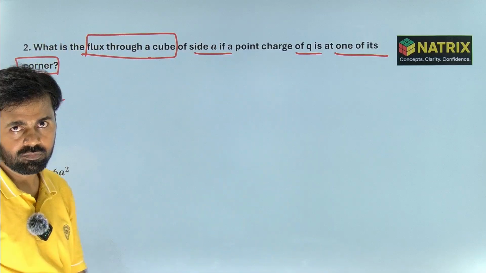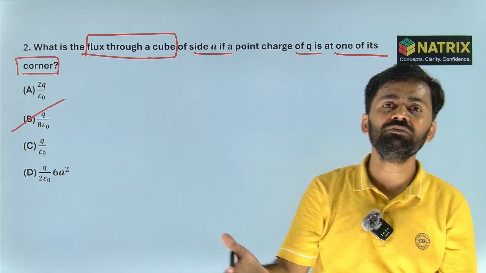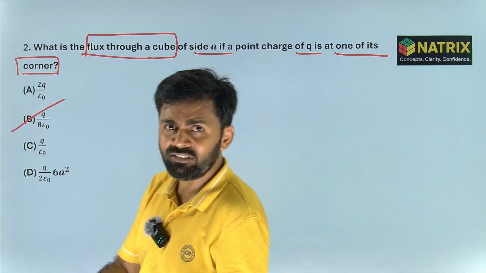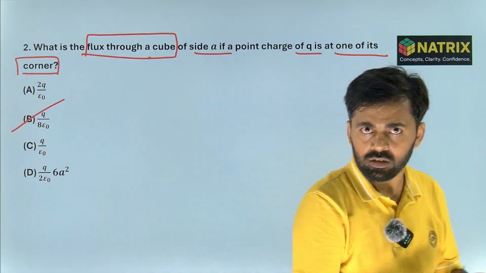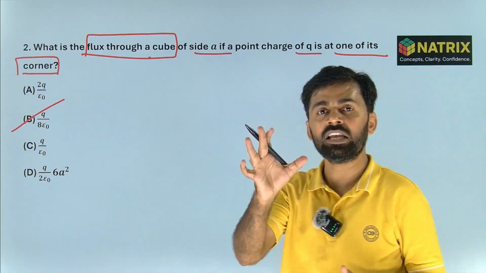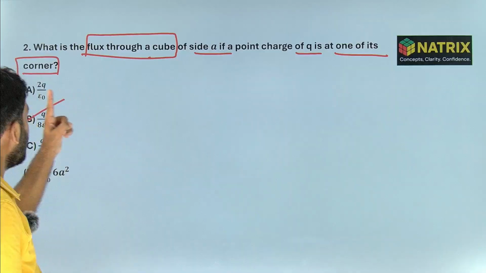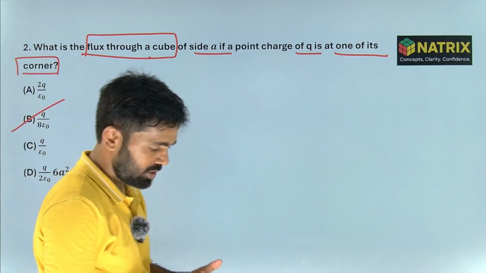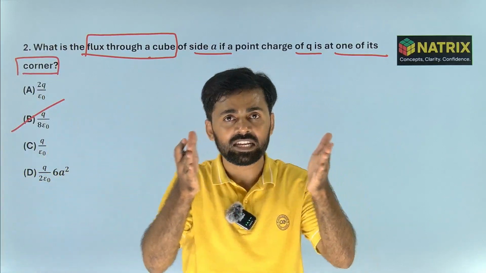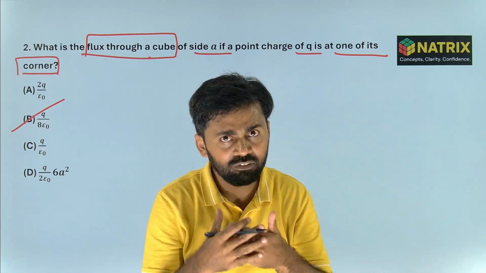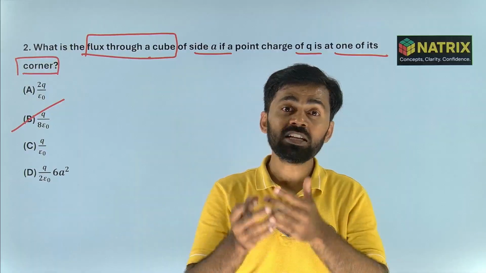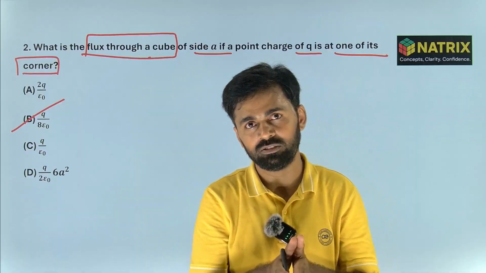Option B. It does not depend on the size of the cube, the side of the cube. Whatever the side is, A, 2A, 10A, the flux remains the same. What's the answer? Q by 8 epsilon naught. Right. So these are the different categories of questions they may ask you, based on the electric flux through the cube when the charge is present at different positions. Right.